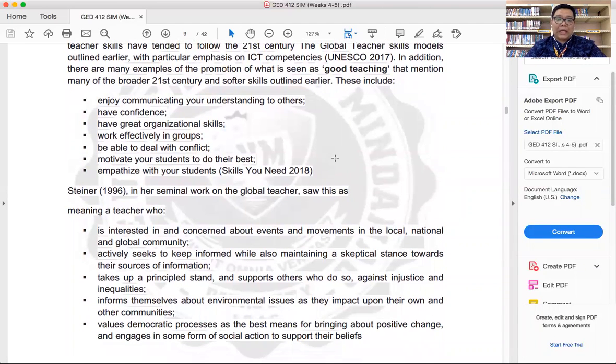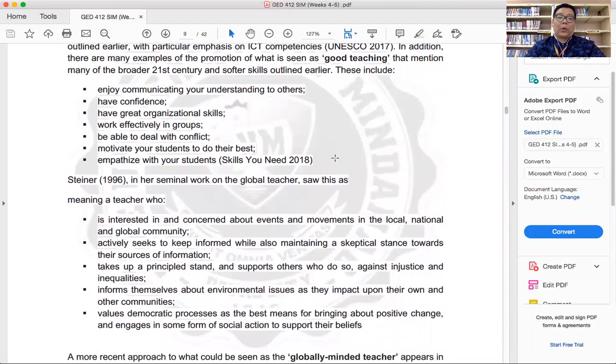Second one, a global teacher actively seeks to keep informed while also maintaining a skeptical stance towards the sources of information. That means a global teacher must be critical enough in analyzing whether or not the source of information is verifiable or reputable. Third one is that a global teacher takes up a principled stand and supports others who do so against injustice and inequalities. So when you are a global teacher, you are really expected to stand on what you think is right, on what you think is just, and what you think is equal to people in the society.